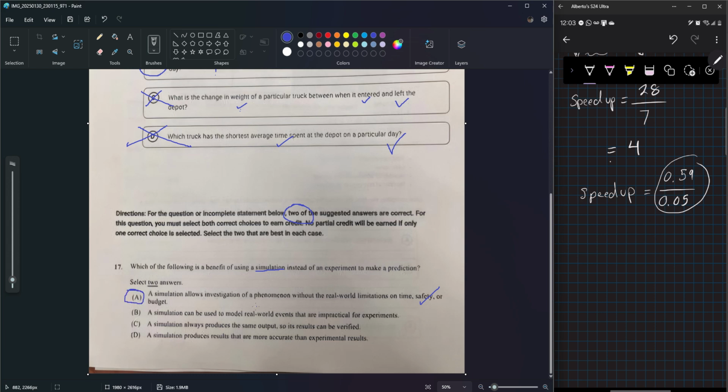A simulation can be used to model real world events that are impractical for experiments. That one seems right. A simulation always produces the same output. That's false. Simulations can be different. So you know, in the coin flip, if you did it, you would have gotten different numbers compared to the video or to your classmates. A simulation produces results that are more accurate. That's false. They're not more accurate. Yeah, so it's A and B.